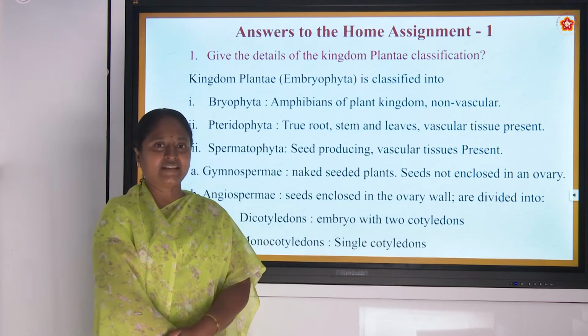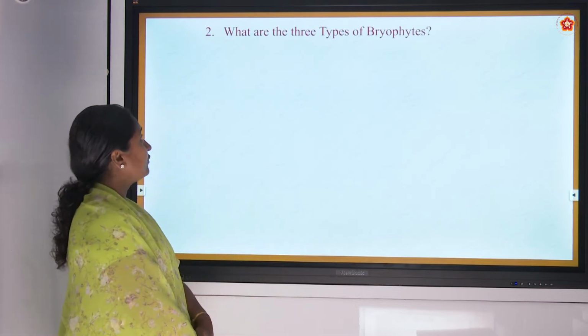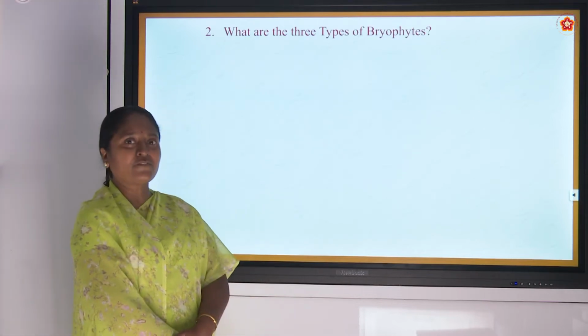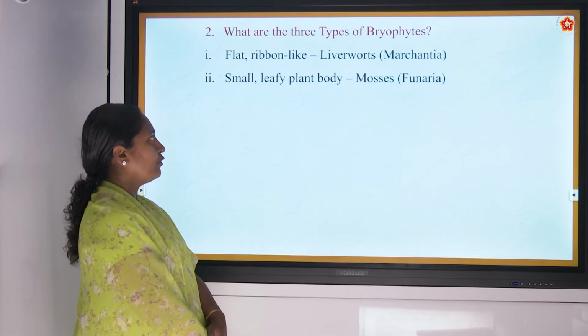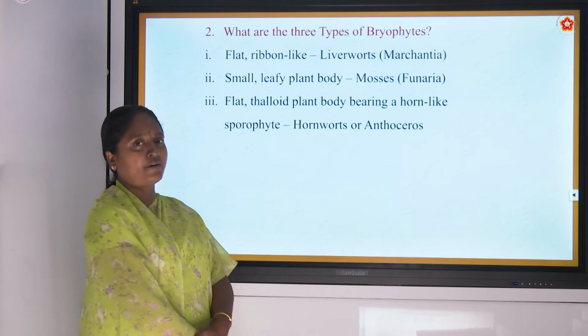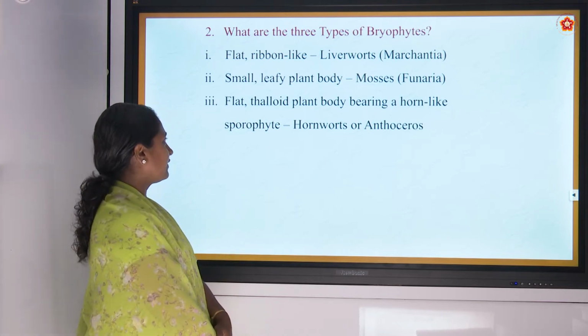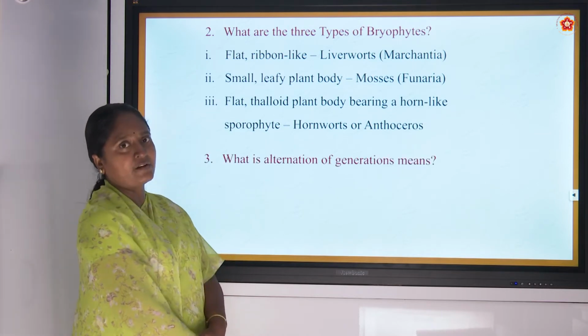We'll see the answer for the next questions. The next question asked was, what are the three types of bryophyte? In bryophyte we learnt about liverwort, mosses, and also the hornwort. You can see the characteristic features listed. You can write the names also.